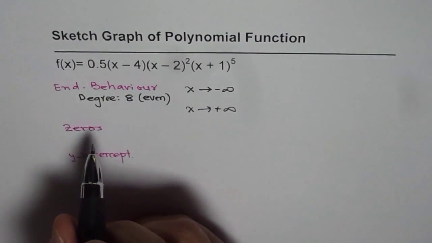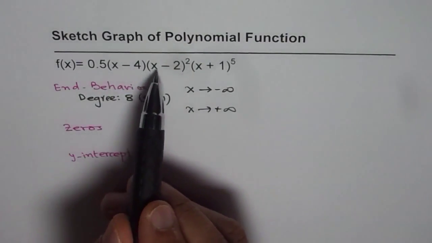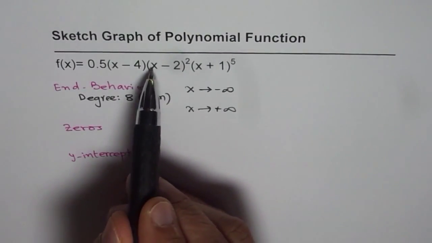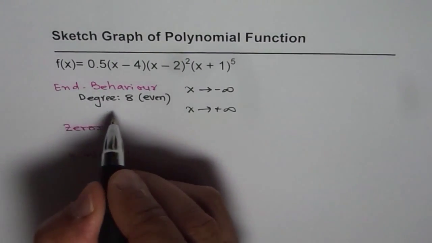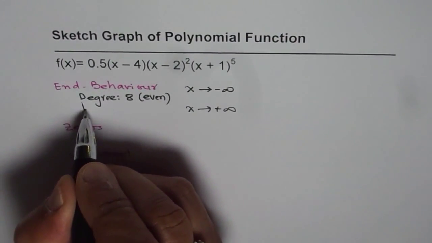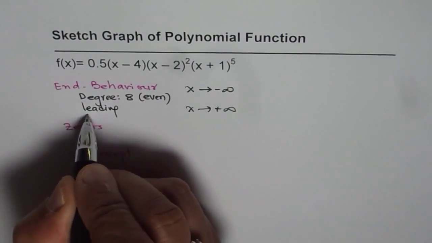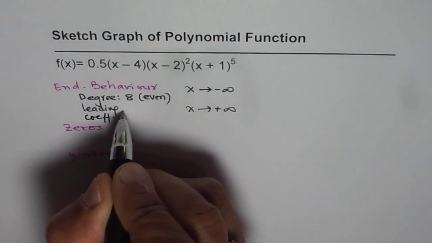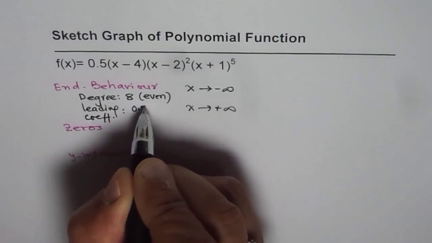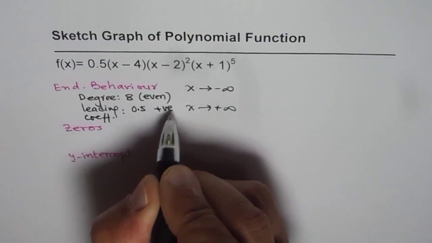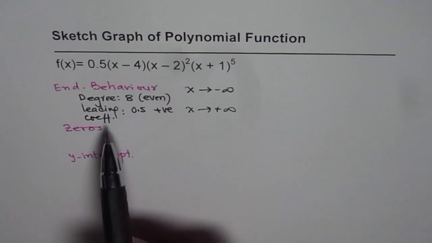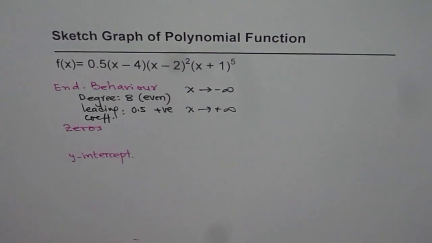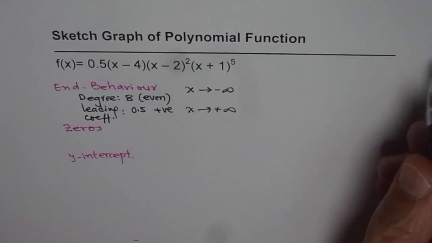And the leading coefficient you get when you multiply all these x's: x to the power of 5, x squared, x, with 0.5. So the leading coefficient is 0.5, which is positive. So let me write the leading coefficient as equal to 0.5. In fact, what we're trying to see is that it is positive. Now, as you know, if the degree is even and the leading coefficient is positive, then what should be the end behavior? The end behavior is both sides up.